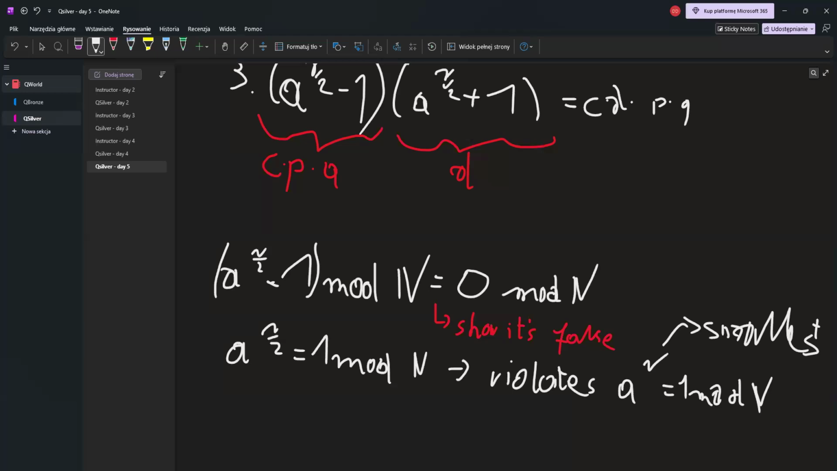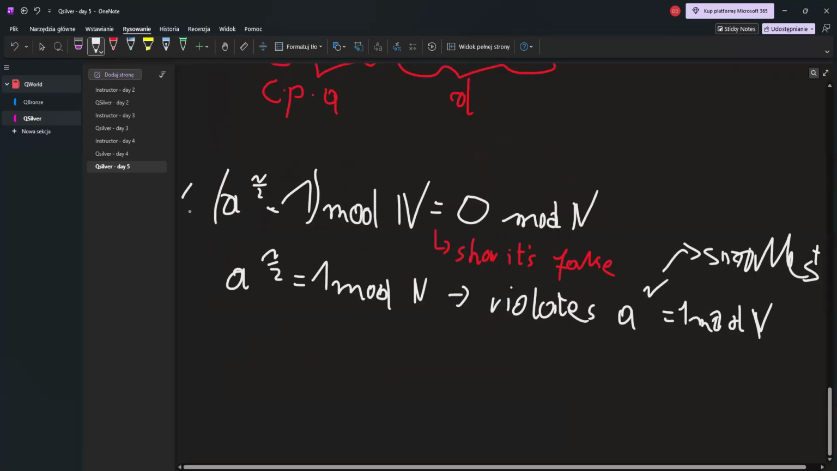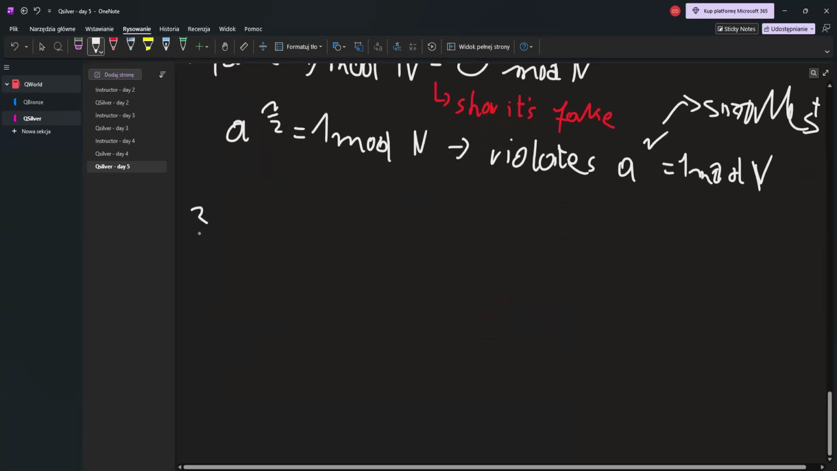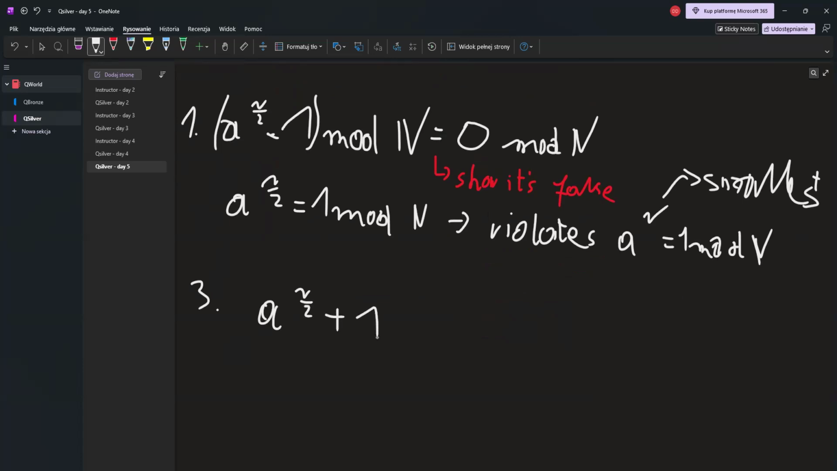Okay, so we dismiss the first case, and now similarly, I will write here to 1 and here to number 3. So now let us show that a to the power of r divided by 2 plus 1 mod n equals 0, mod n, and show that this is false.